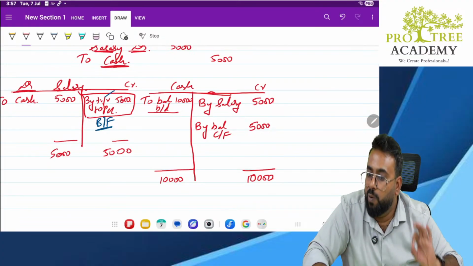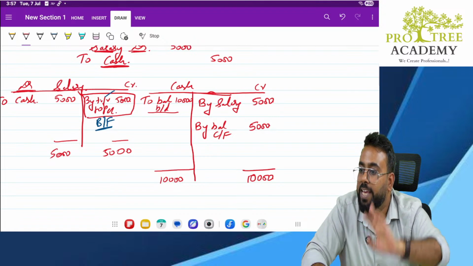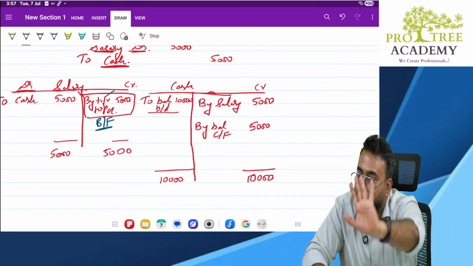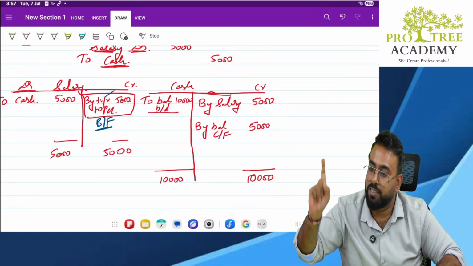I told you only income and expenses will be transferred to P&L. Assets and liabilities will be carried forward. Now I will explain this cash account in layman language. Understand carefully. If you understand this, the concept is clear.